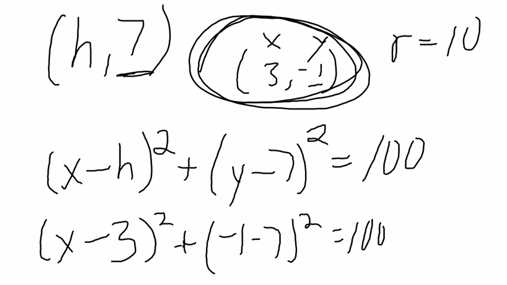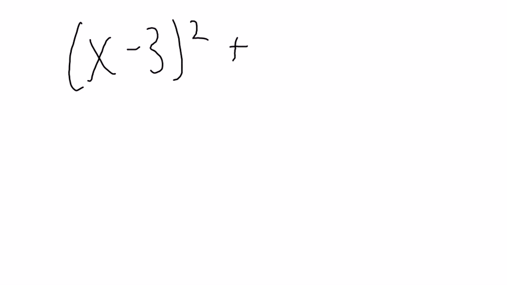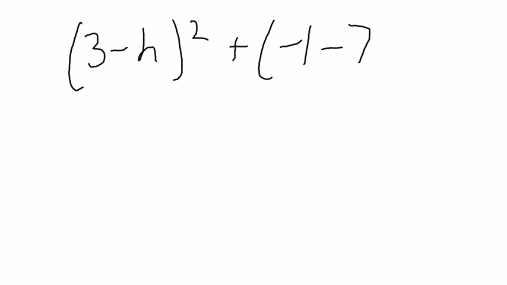Let's put, oh, we don't know that yet, do we? It's going to be 3 minus h squared, plus negative 1 minus 7. Let's square that, and we get 100, because the radius is 10. All right, so now we can solve.